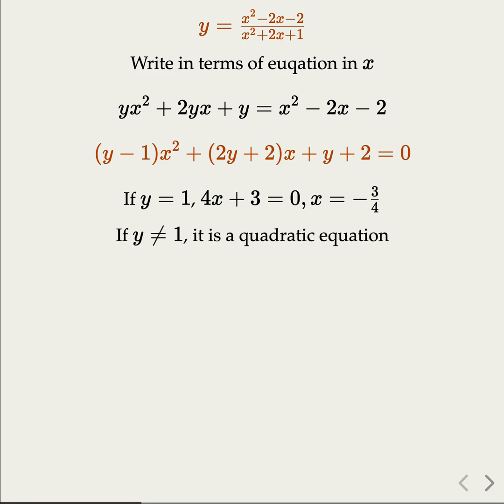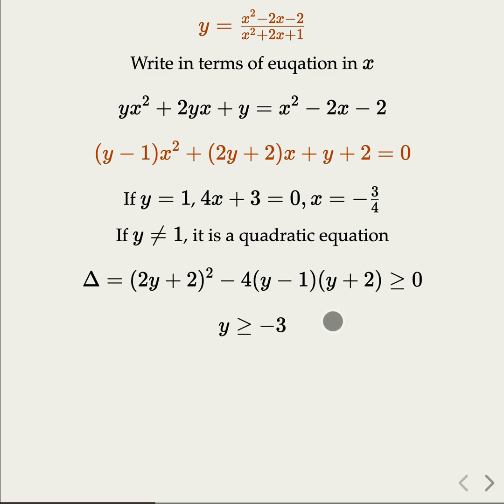So it's a quadratic equation. We use the discriminant, delta, in terms of y. That's b squared minus 4ac. Okay, so this discriminant is going to be greater than or equal to 0. Now from there, you combine the terms, and then terms will cancel, and you get y is greater than or equal to negative 3.